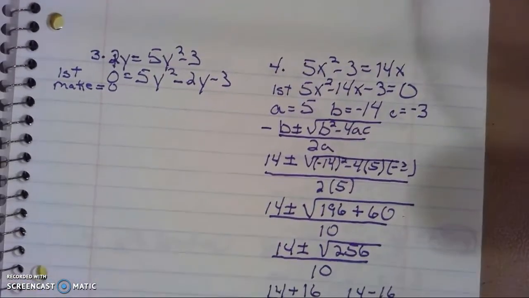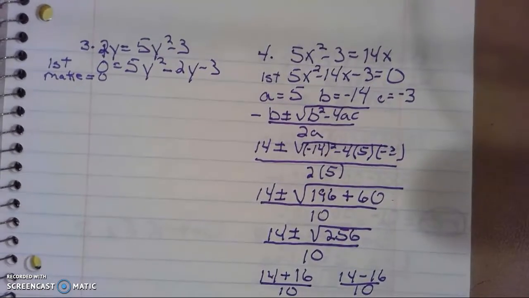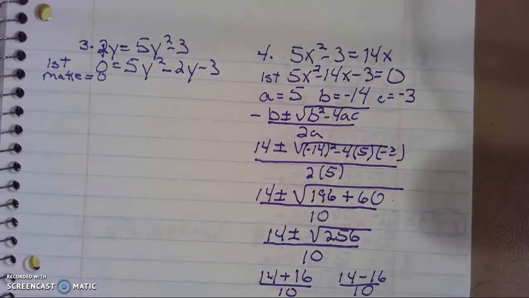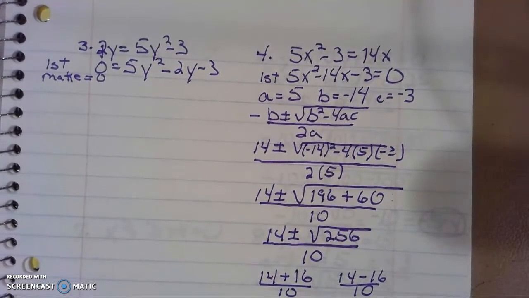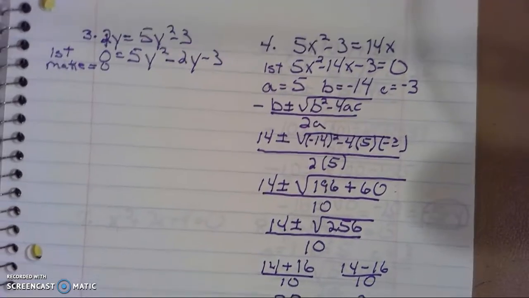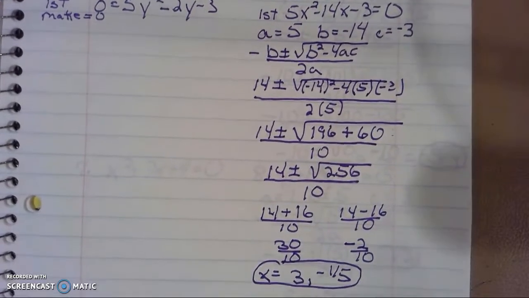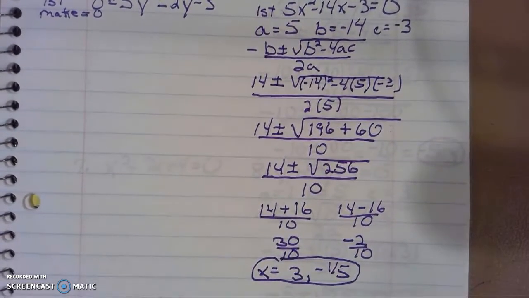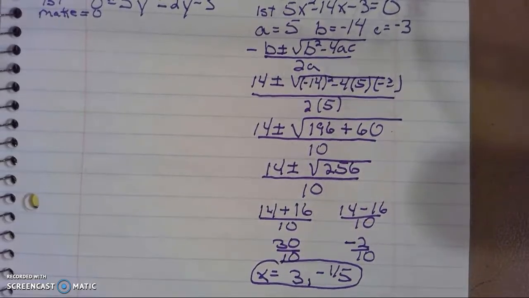Next page, another example. 5x squared minus 3 equals 14x. The first thing you must do is always make your equation equal to 0. So 5x squared minus 14x minus 3. So your 5's your A, your B is negative 14, your C is negative 3. Then we put them in our formula, as I've shown here, and work it out and simplify all the way.